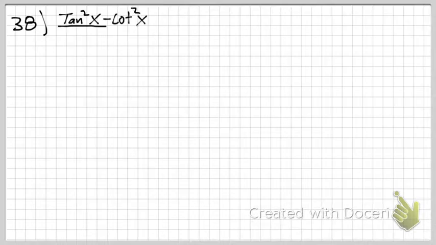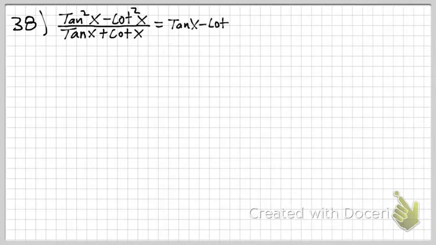Okay, last warm-up problem. This one is a little tricky. But here is the strategy. Look at the top on the left-hand side: tangent squared minus cotangent squared. The trick here is that it is factorable. That's a difference of squares. Tangent squared is a perfect square. Cotangent squared is a perfect square.